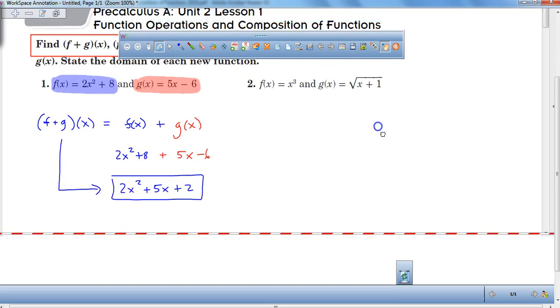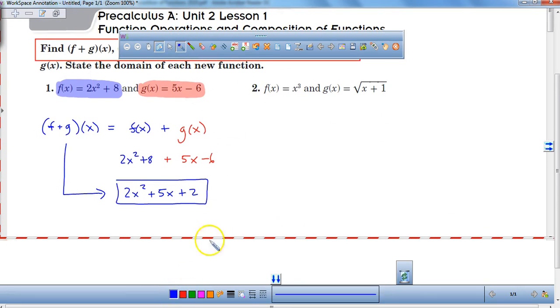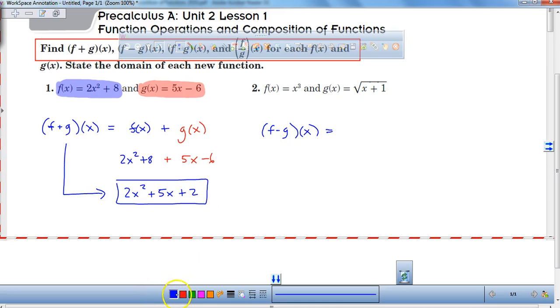However, it gets a little bit more complicated when you say, what is f minus g of x? So what does f minus g of x actually mean? It means f of x minus g of x. And order really does matter here when you're doing this. So f of x is 2x squared plus 8. I'm going to put the minus sign. We've got to take away g of x.